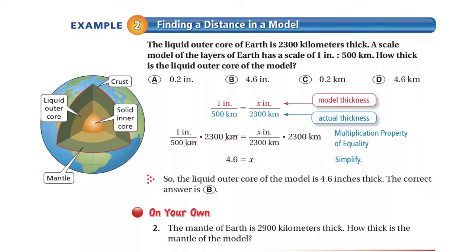Now, it says the mantle of the Earth is 2,900 kilometers thick. How thick is the mantle of the model? So you'll use the same scale from the model, but instead of 2,300, you'll put in 2,900. So how thick would it be?